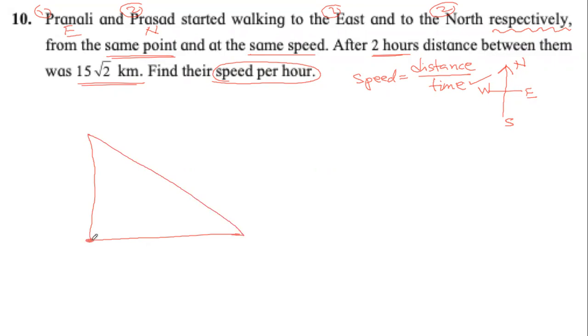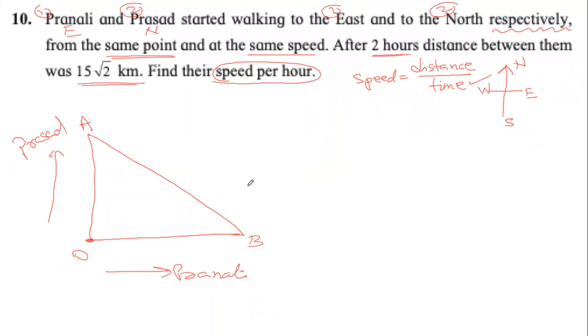Suppose they start from the point O. Pranali is moving to east. Prasad is moving to north. They start from the same point. They are traveling at the same speed. Now suppose after 2 hours, Prasad has reached the point A and Pranali has moved to the point B.